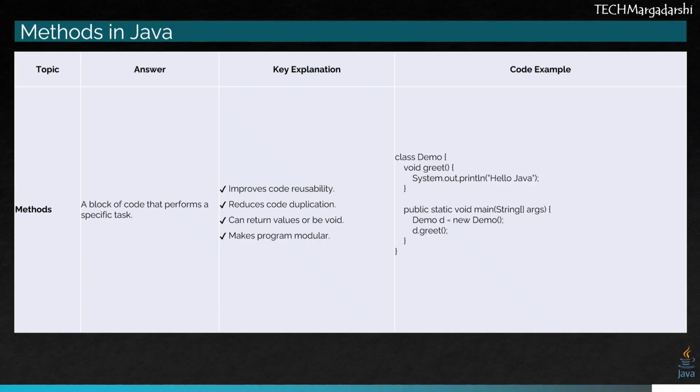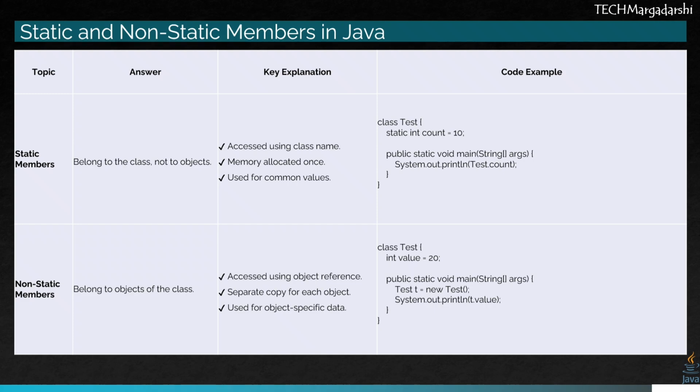So methods allow us to organize our code better, avoid repetition, and make Java programs easier to understand and maintain. They are one of the most important building blocks in Java programming. Now let's move to the next topic.